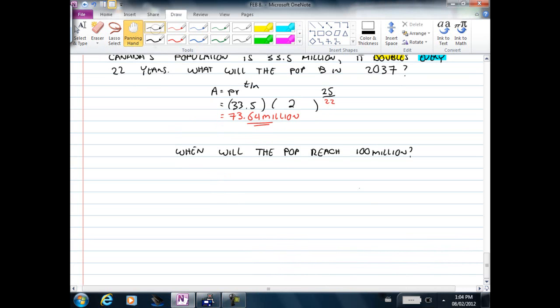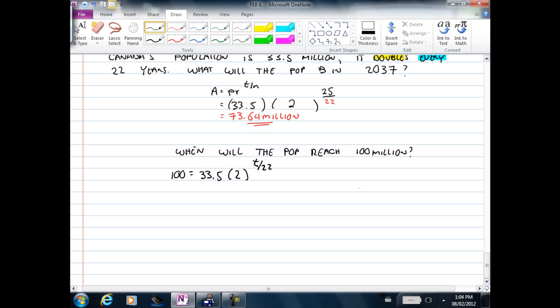See, my final value I know has to be 100 million. So I'm just going to use 100. Forget about all the other zeros. 33.5, everything stays the same. This will be T over 22, because I'm solving for time.